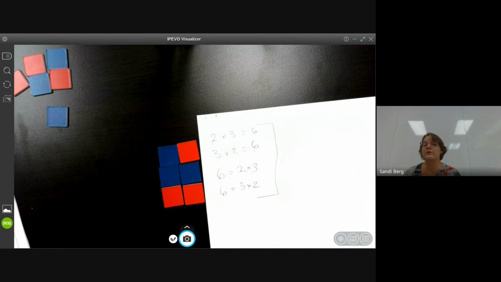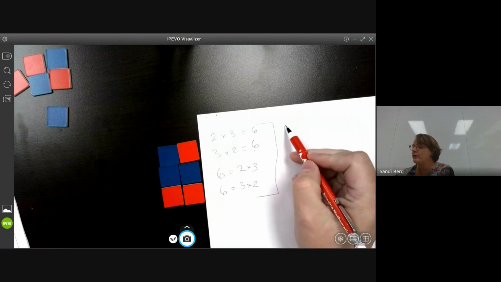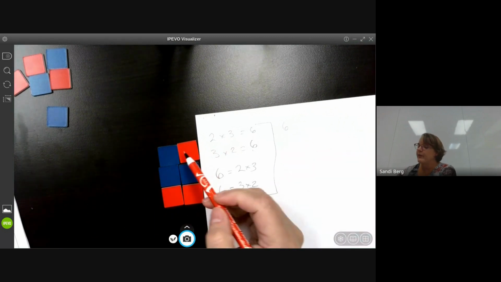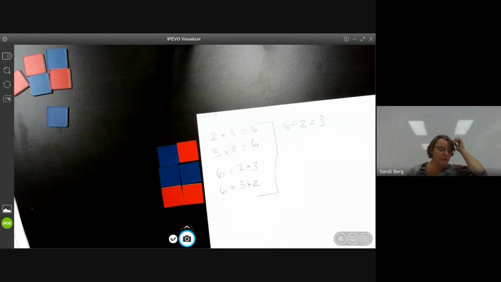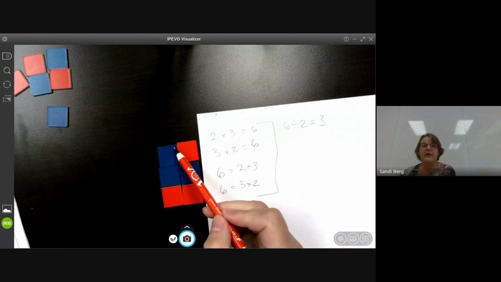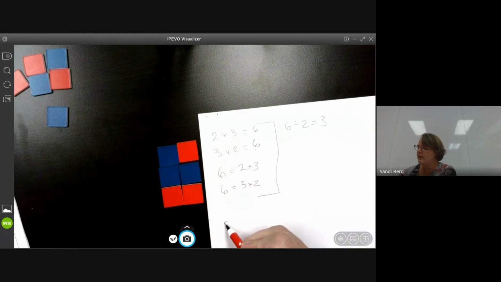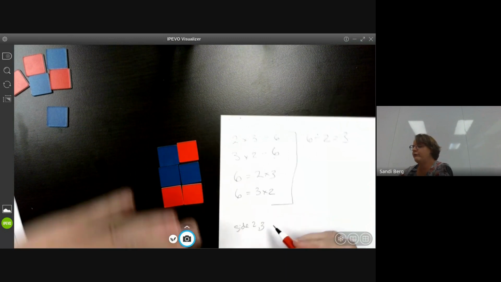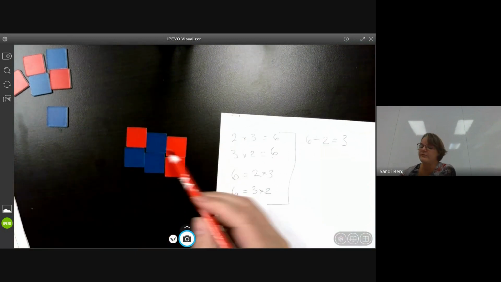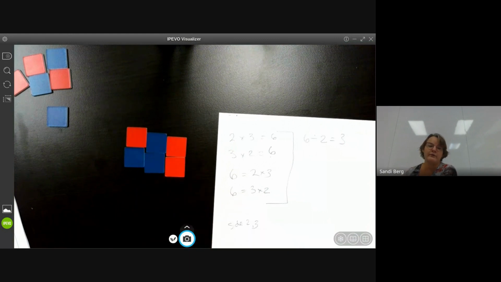I could also throw in some division right away. So I've got an area of 6, and one of my dimensions is 2. What's my other dimension? So I can start throwing that in there as well. What are my side lengths of this rectangle? Well, I've got a side length of 2, and I've got a side length of 3. If it was the other way, I still have a side length of 3 and a side length of 2. It doesn't matter which order I do it in, I can still see those.